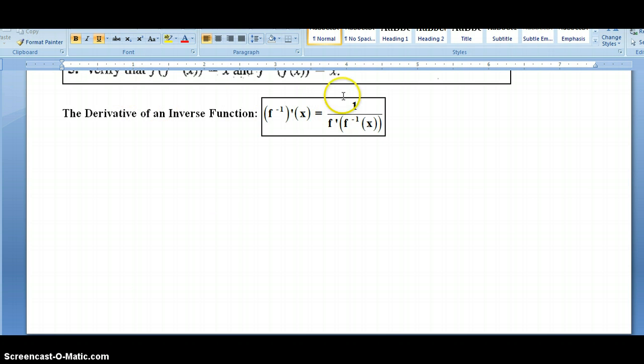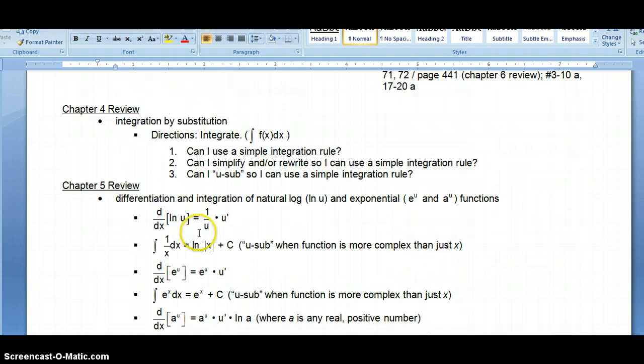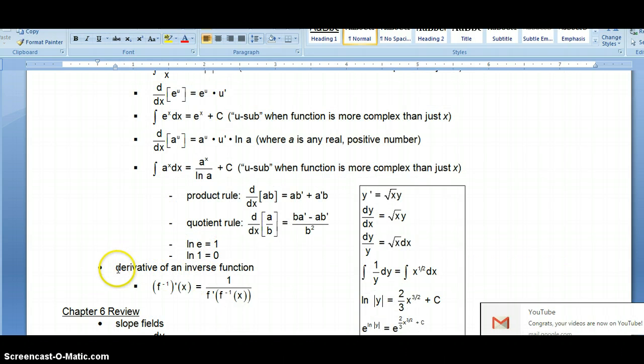So this algorithm right here can be found on the curriculum map in the Learning Target section, as well as in the Chapter 5 review. You can see it right down here. We've got the derivative of an inverse function, and there is the algorithm. So how do you do this?